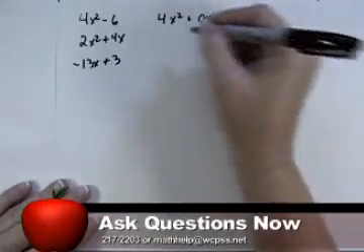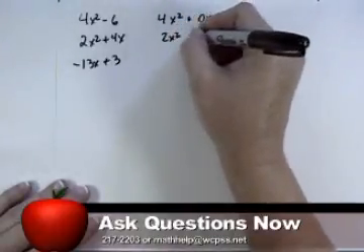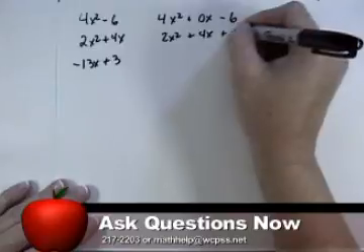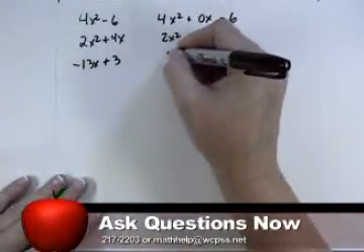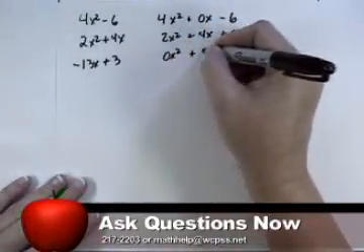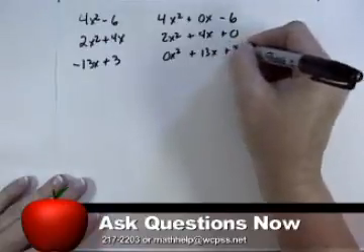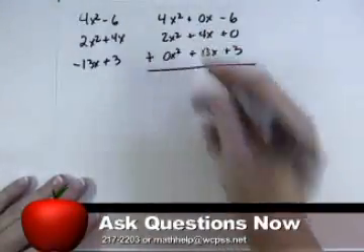None, and that's not going to affect the problem. 2x squared plus 4x plus 0, that doesn't affect the problem. And 0x squared plus 13x plus 3. Now, some of you might be asking, can't we do this vertically?